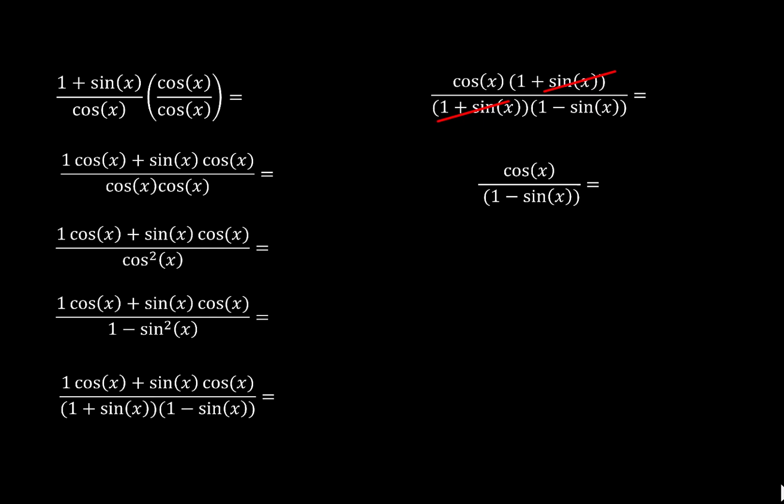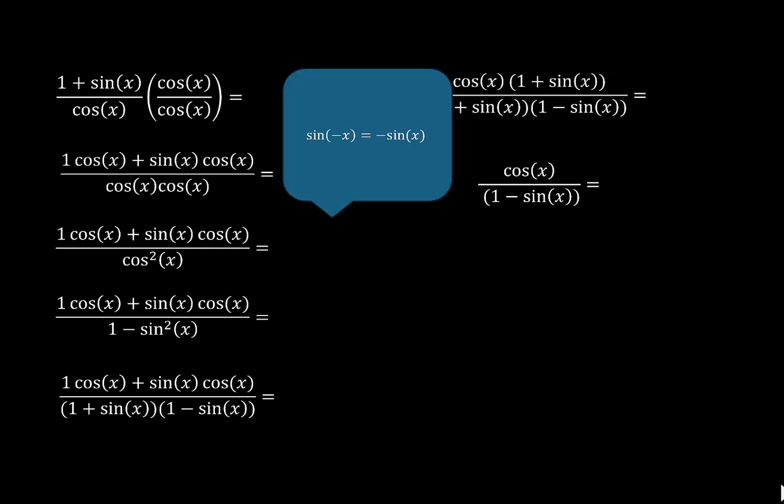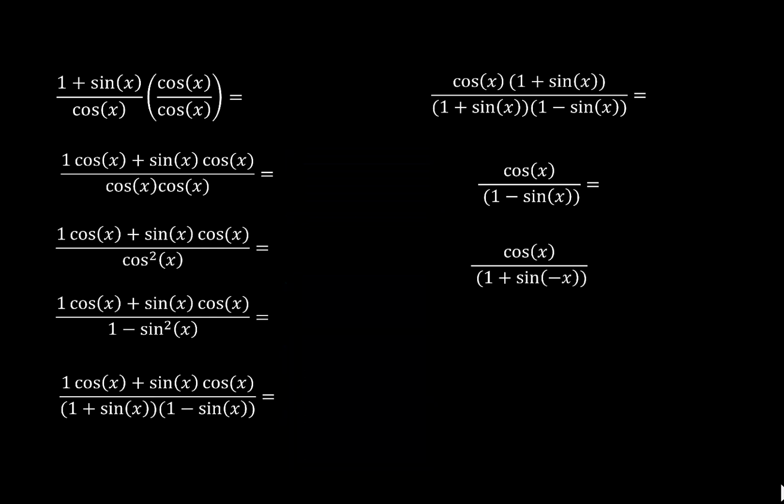The only thing I need to do is somehow make this sine of x be a sine of negative x. But maybe you remember that sine is an odd function, meaning sine of negative x is the same as negative sine x. So I can take this negative sine x and replace it with sine of negative x. That simplifies to cosine x over 1 plus sine of negative x, which is exactly what we wanted to prove.